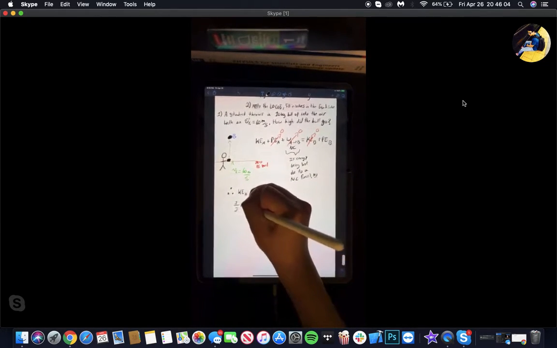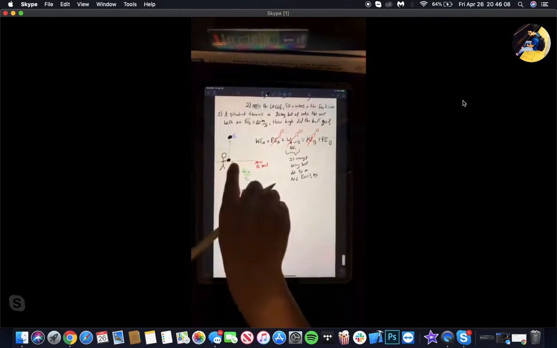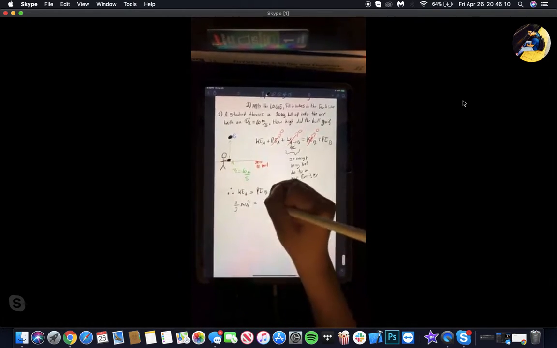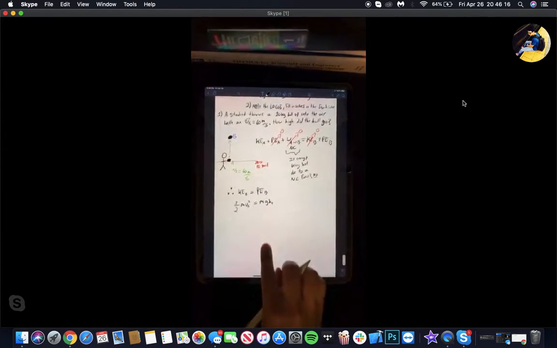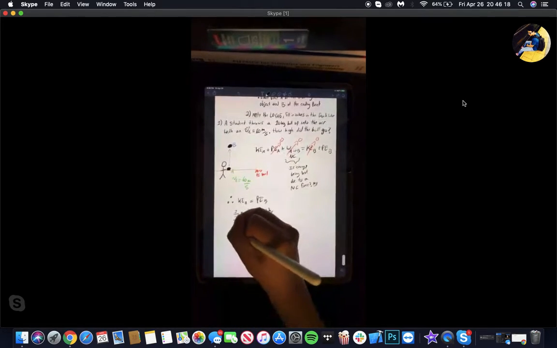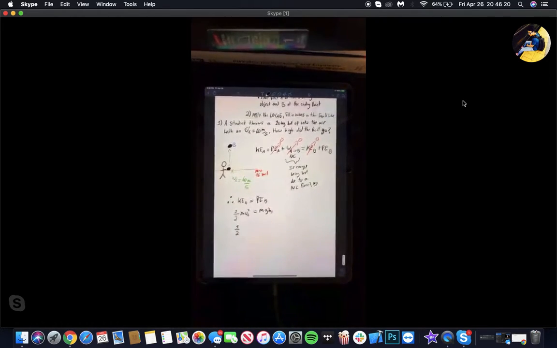Okay, so 1/2 mv squared, and this will be initial because remember it's A, so that's the beginning, which equals potential energy, mgh. This h will be the final, that's what we're looking for. There's no angle, so we don't have to worry about that.